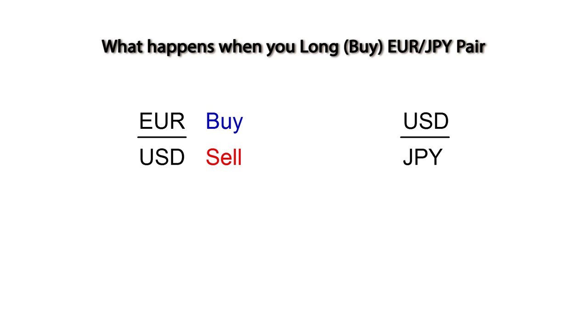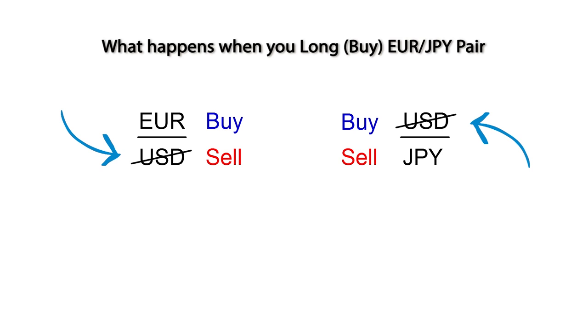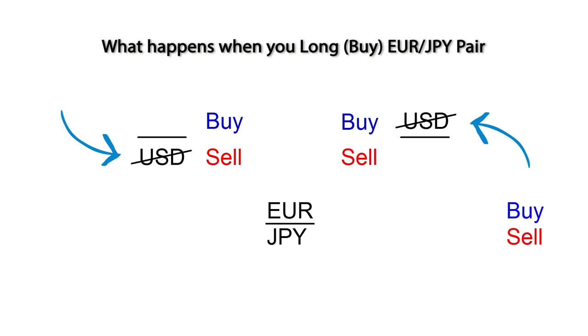First, you have the 2 pairs, euro-dollar and dollar-yen. To go long on both of them, you are buying euro and selling dollar, and buying dollar and selling yen. The dollar trades, as I said before, cancel each other out, leaving you with the buying of euro and selling of the yen, thus making you long euro-yen.